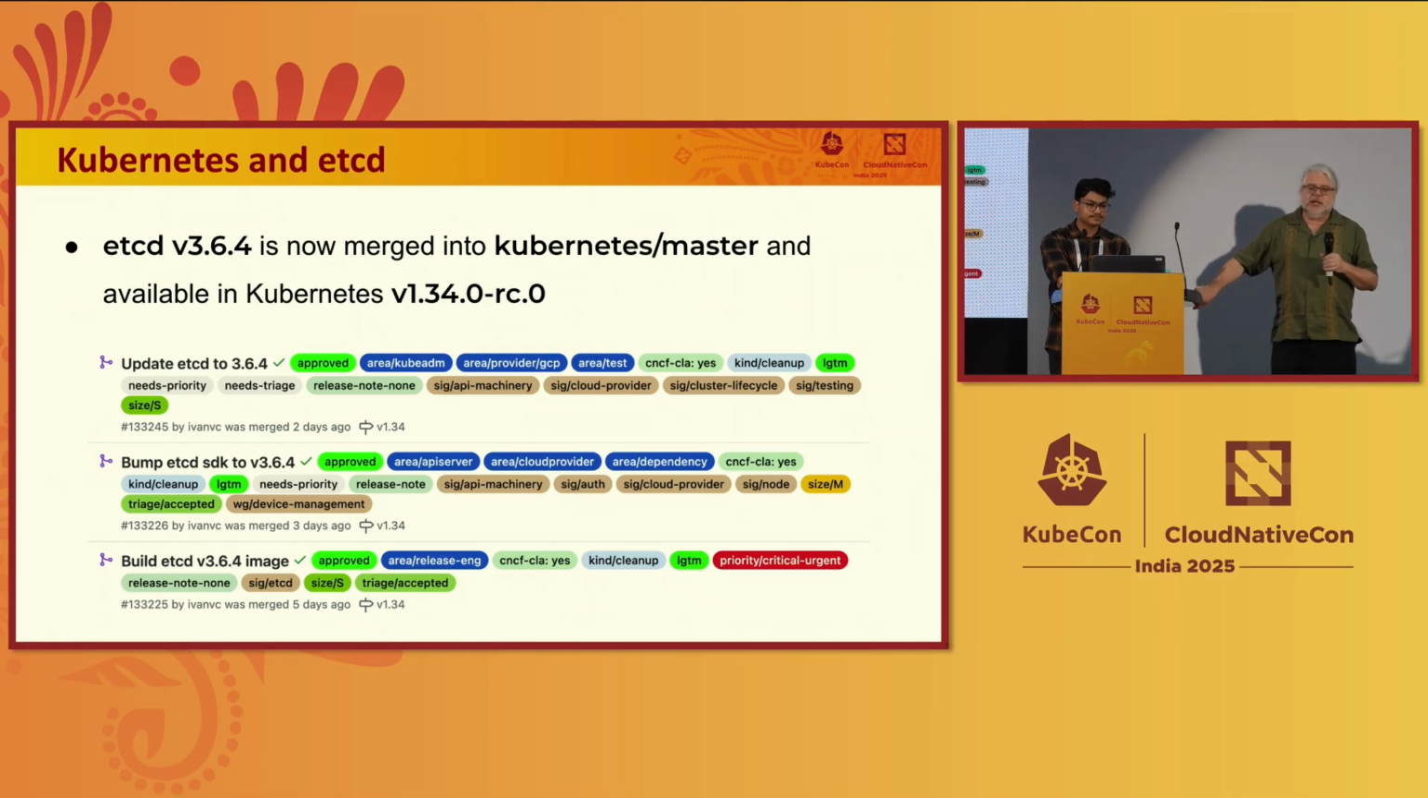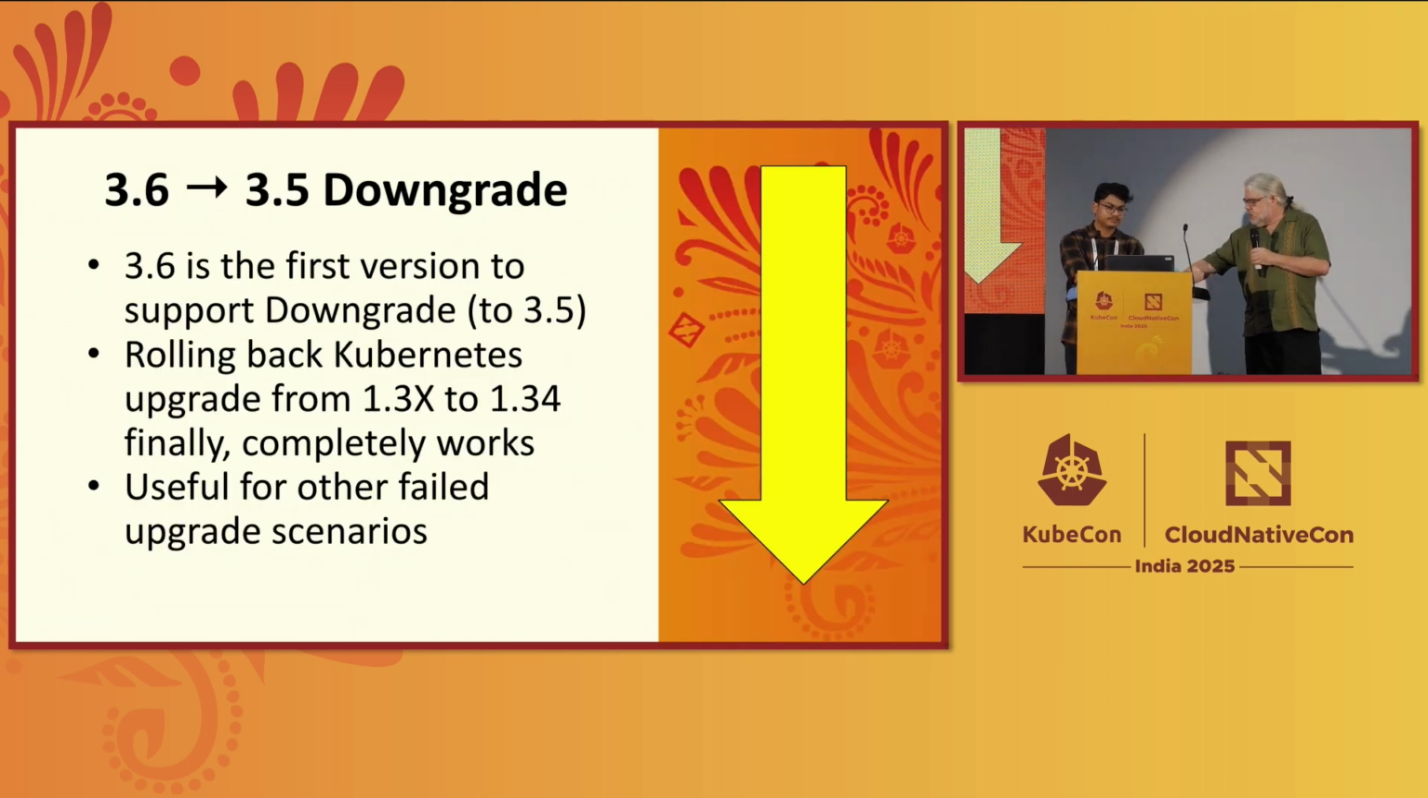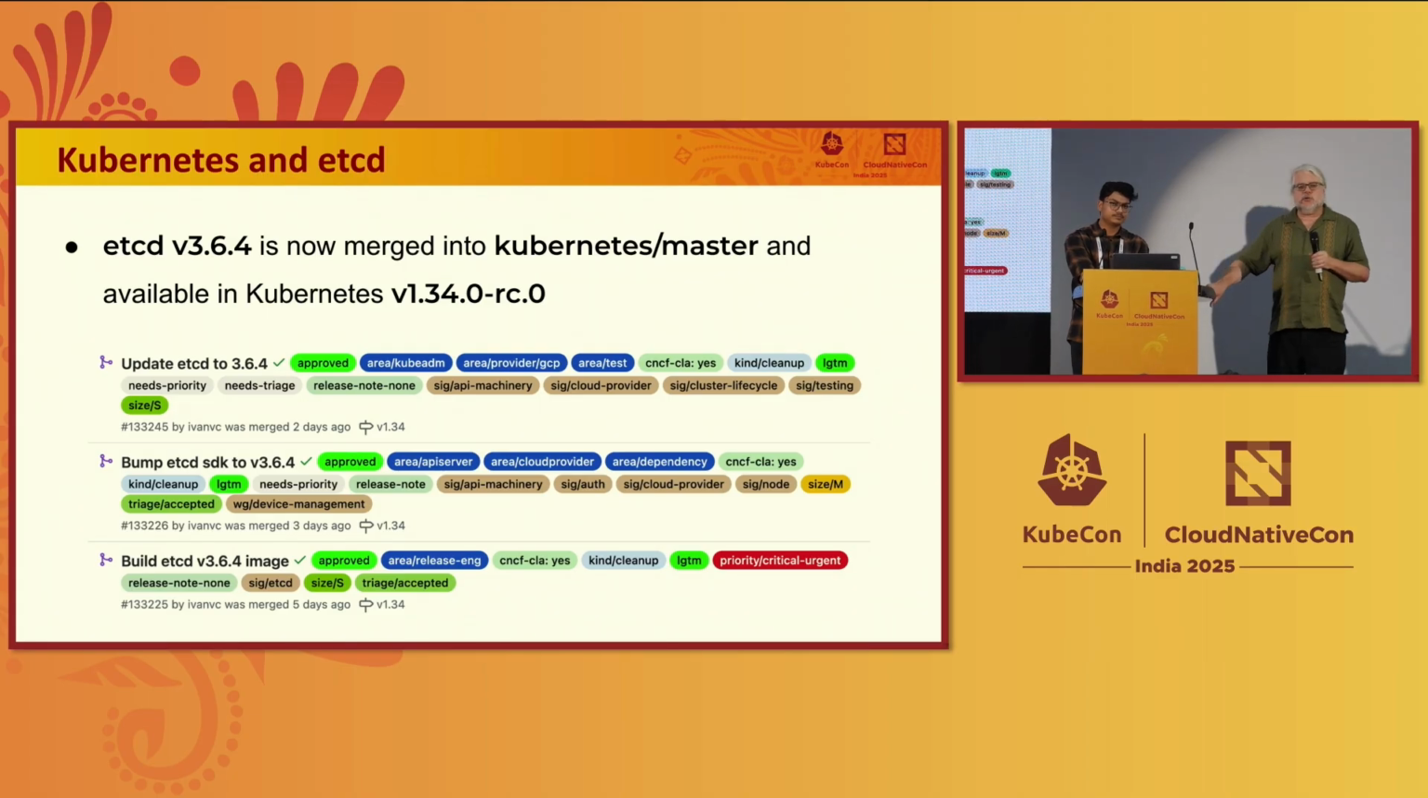etcd is actually in 3.6.4 now, so please do install the latest patch release. And version 3.6.4 will be the version that ships with Kubernetes 1.34 when that comes out in a few weeks. A couple weeks, yeah. When that comes out in a couple weeks, it'll be 3.6.